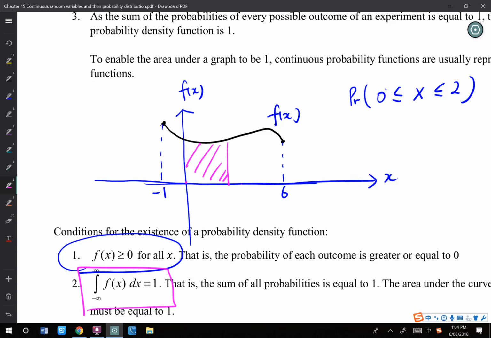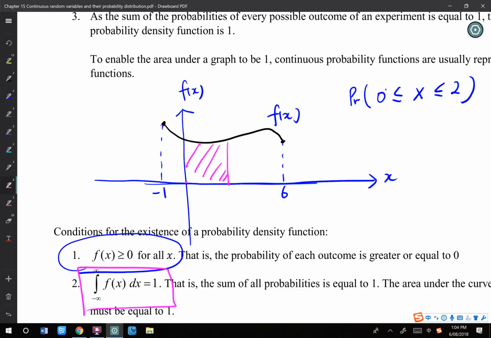First, I need to have the function greater than or equal to 0. Second, I need to have the total area under the density function be 1. So when they ask you to test or prove that, you need to prove two things. First, sketch the graph to show it's above or equal to 0. Second, anti-differentiate the function for the given domain and show the area is 1. Those are the two things to show this is a density function.